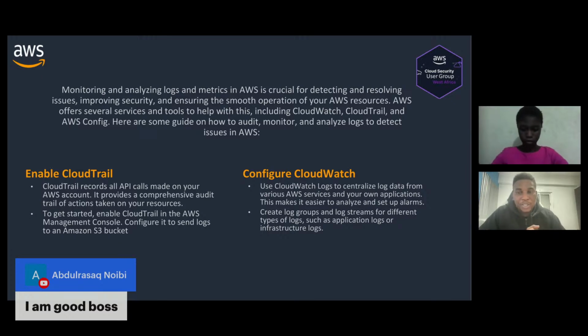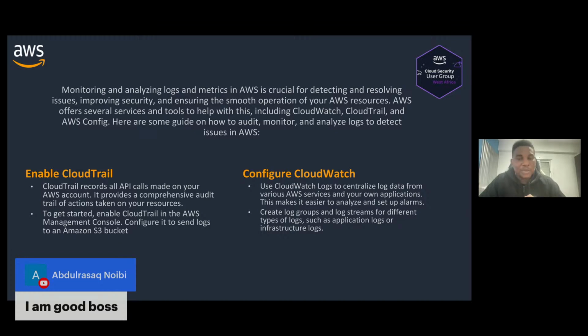I just mentioned some of the tools, so let's continue. The first thing that I think is very important is CloudTrail to be enabled. Before I go to CloudWatch, which I think is the most important one, CloudTrail needs to be enabled. So CloudTrail records all API calls made on your AWS account. The literal word that I always give it is activity monitor. It keeps logs of everything that happens on your AWS account, so it provides a comprehensive audit trail of actions taken on your resources. To get started, you can enable CloudTrail in the AWS Management Console, and you can configure it to send logs to maybe an Amazon S3 bucket, and you can analyze your logs from there.